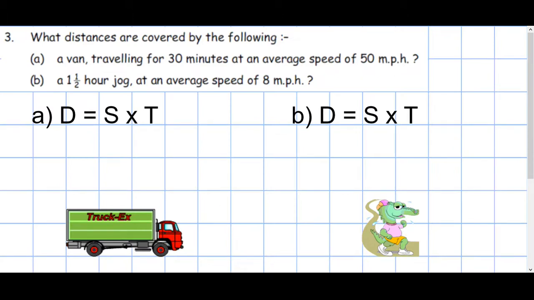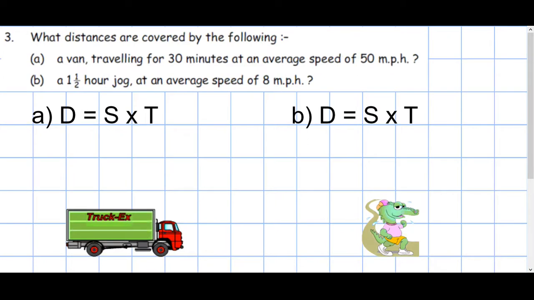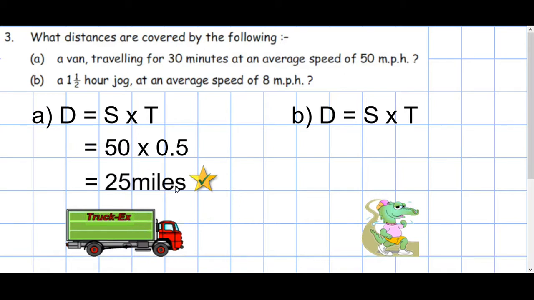Okay, let's look at question 3. This is the same exercise as it was before, so I'm going to get you to do question 3 and question 4, but I'm going to show you how to lay it out first. So I'll do 3A first. What distance is covered by a van travelling for 30 minutes at an average speed of 50 miles per hour? We're in miles per hour, so we need to change the minutes into hours. 30 minutes was a half hour, so that was 0.5. So write the formula out, and we're doing 50 times 0.5. That's a half of 50, which is 25. There we are, 25 miles.